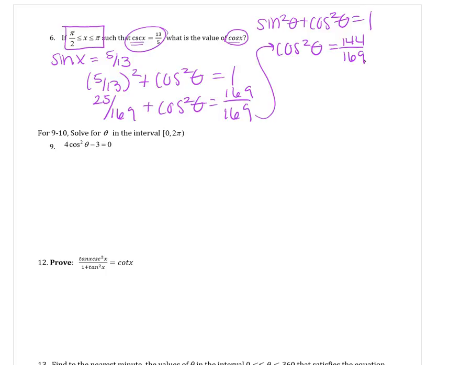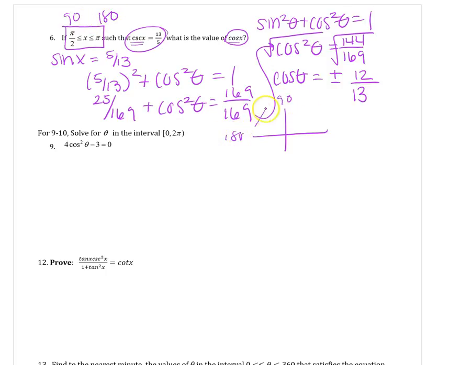as perfect squares. So when you take the square root, we have cosine of theta is equal to plus or minus 12 over 13. Now, plus or minus, because now we have to determine, is it going to be positive or negative depending upon the quadrant you're in. So if we're between 90 and 180, 90's here, 180's here, that means we're looking in quadrant 2. If all students take classes, only sine is positive in the second quadrant. Therefore, cosine of theta is negative 12 over 13.